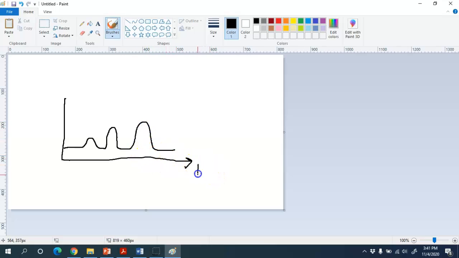And this one is time, time in minutes. And this one is the detector signal. So what you are going to do is label where the tM, tR, and the peak width are. Starting from the center of the peak, you must draw a straight line. It is difficult for me because I am using the drawing pad. This one is tM.